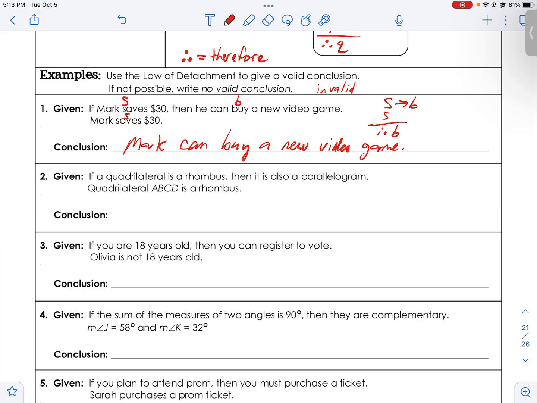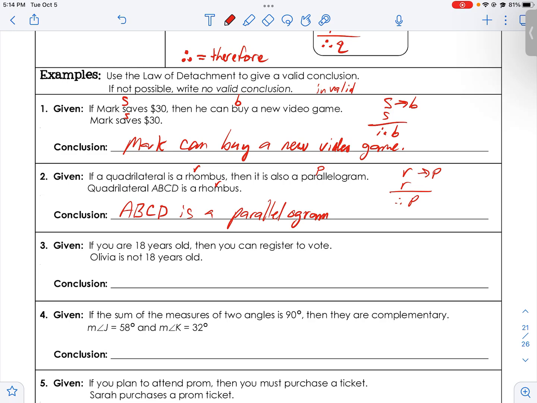So let's look at number 2. If a quadrilateral is a rhombus, then it is a parallelogram. P: Quadrilateral ABCD is a rhombus. So if it's a rhombus, then it's a parallelogram. We know it's a rhombus, therefore it's a parallelogram. So ABCD is a parallelogram.